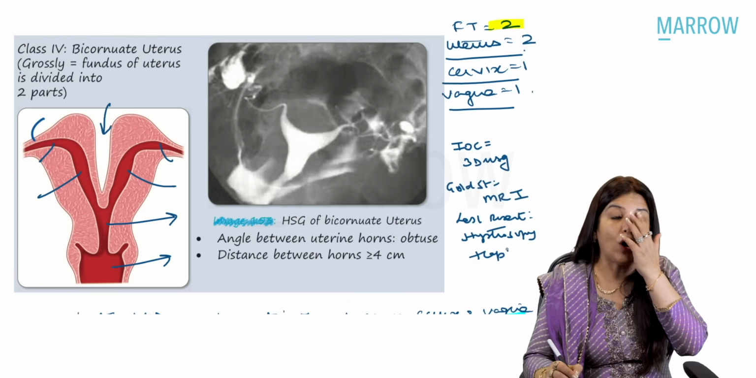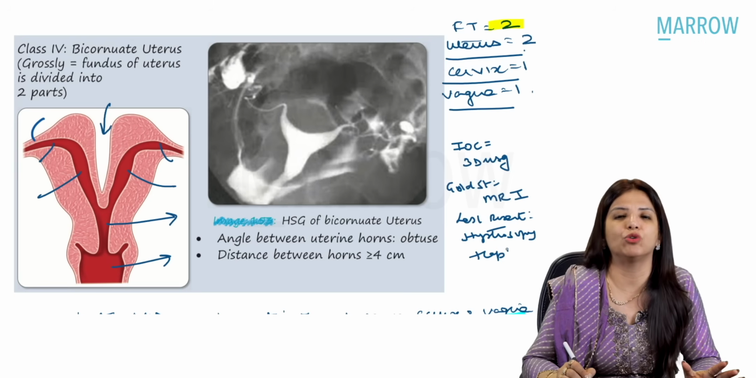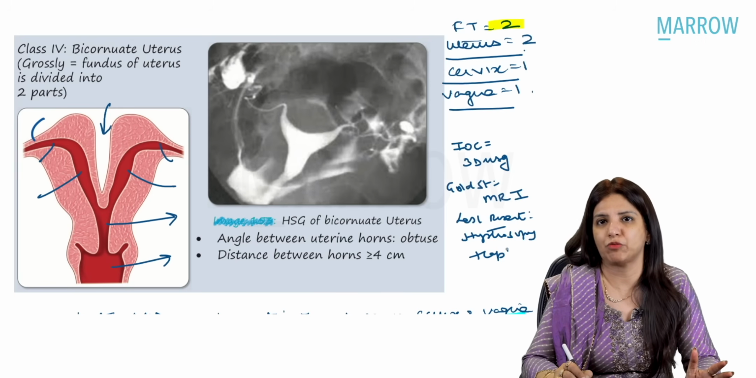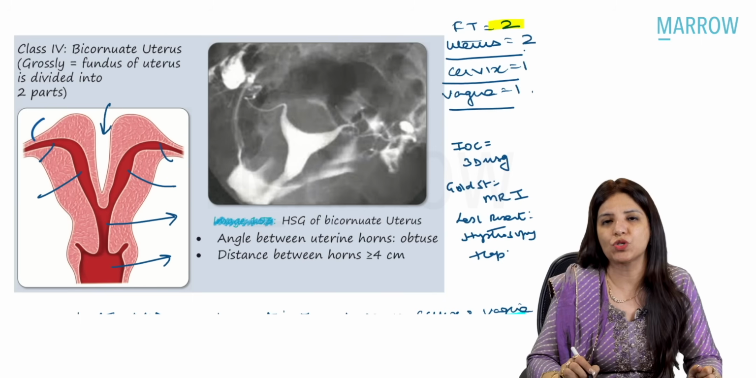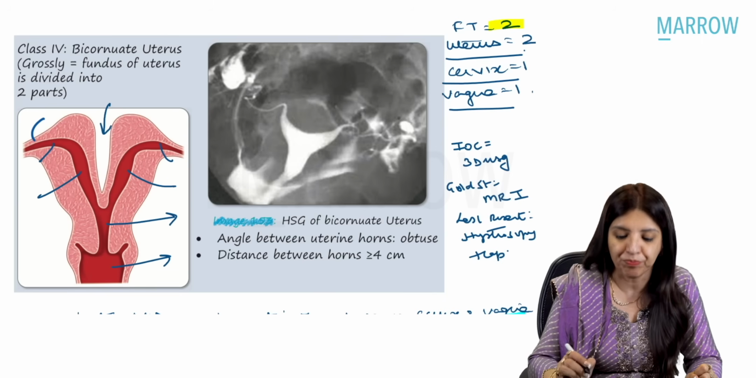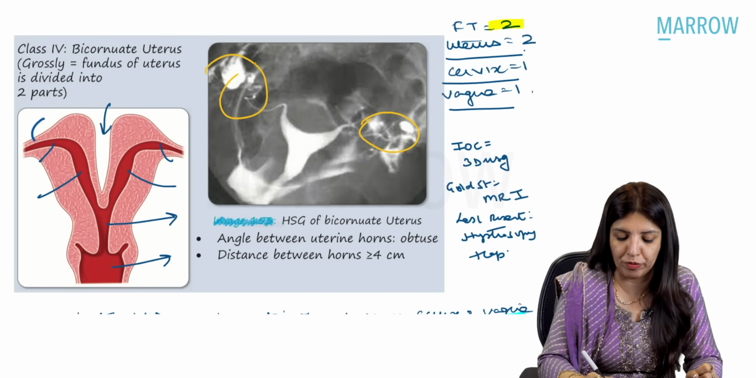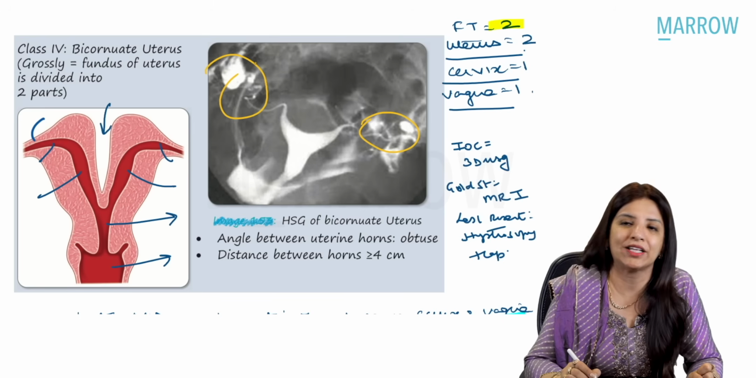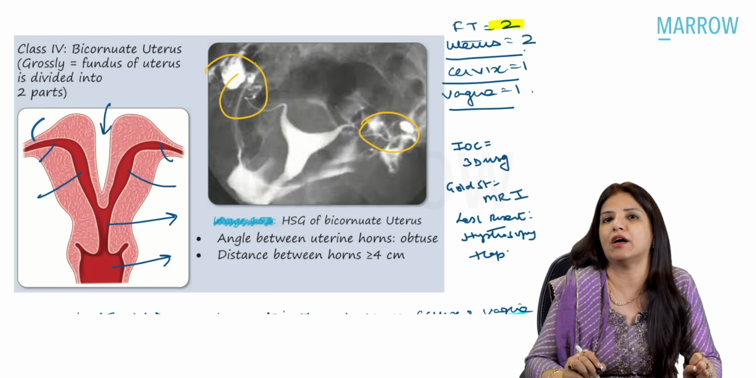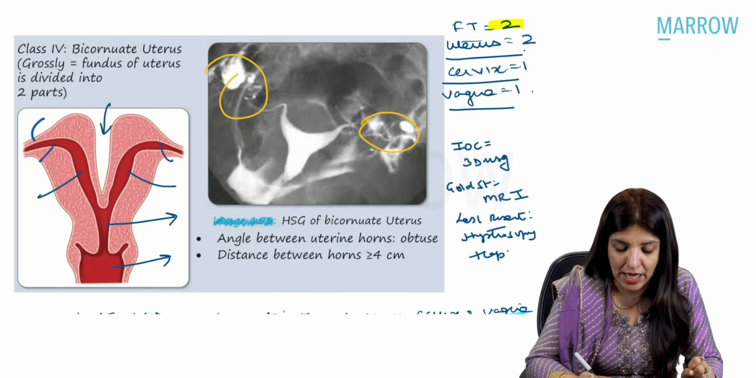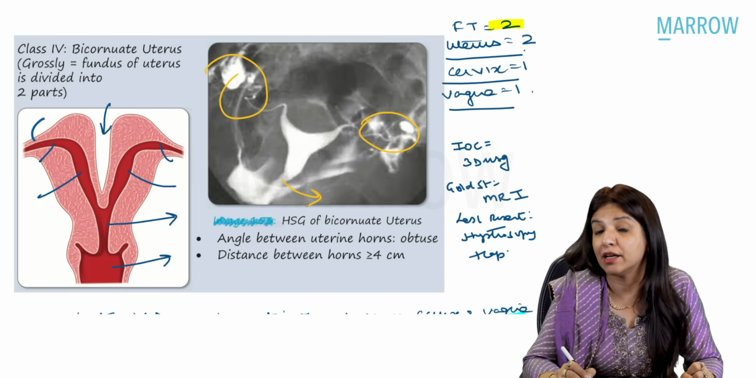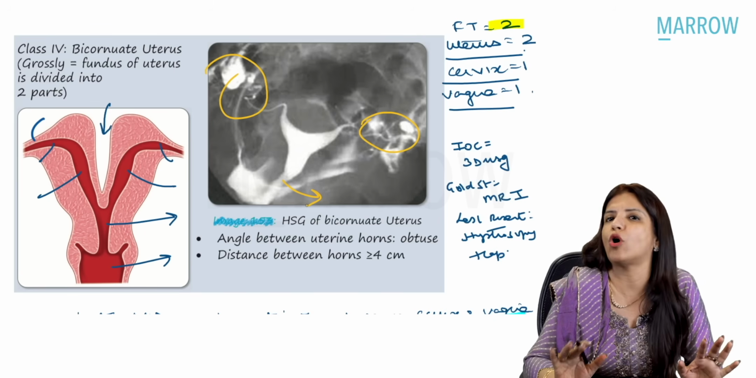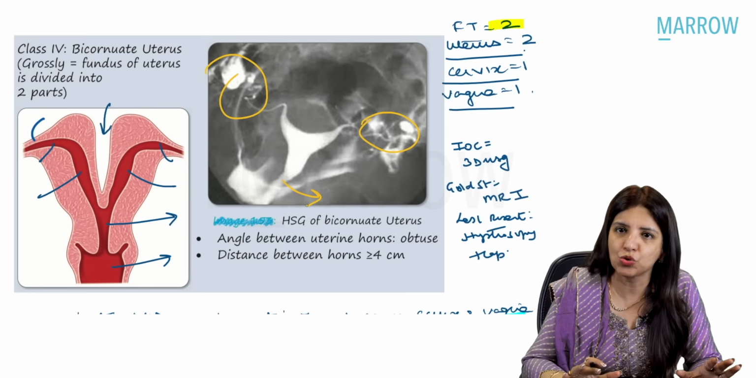Now on HSG, although it is very difficult to differentiate between bicornuate and septate uterus, in your exams you are asked this question. So what you have to see is, whenever you get an HSG, first of all, look at the number of fallopian tubes. How many fallopian tubes are you getting? 2. That means it cannot be a unicornuate uterus. How many Leach-Wilkinson cannulas am I getting? I am getting a single Leach-Wilkinson cannula. That means it cannot be a didelphys uterus.